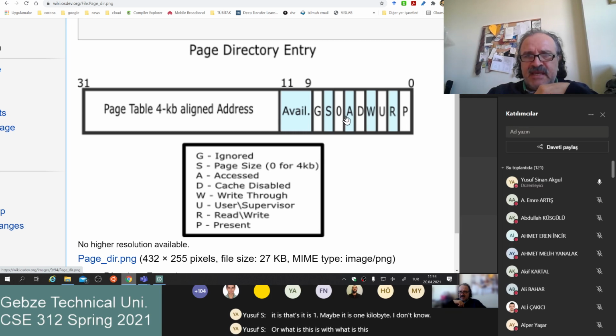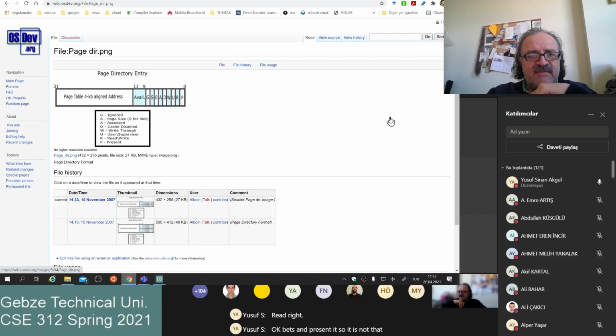I don't know what this is. Accessed means that it is referenced. Cache disabled. Write through. Okay. We'll talk about write through. And the user supervisor bit, the read write bit, and the present bit. So it is not that different than what we had. But I think this is not talking about Intel.